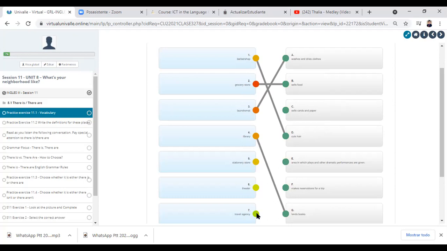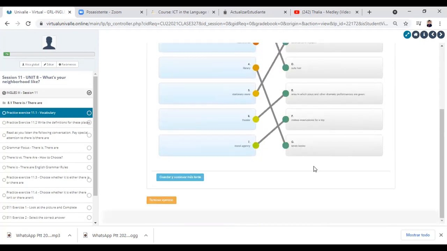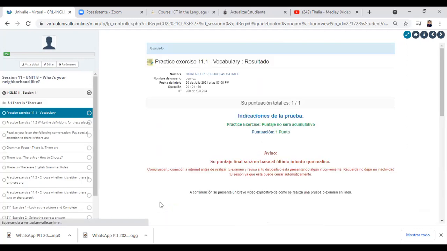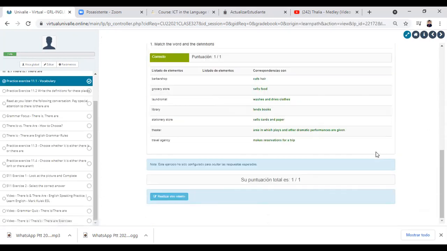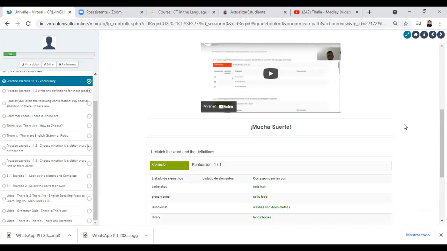Travel agency, it will definitely make reservations for a trip. Theater, this is the area where a lot of people play and other dramatic performances are given. And a stationery store is the place where you sell cards and paper. Now we're gonna make sure if all of them are right or wrong. If you notice, all of them are really good answers.